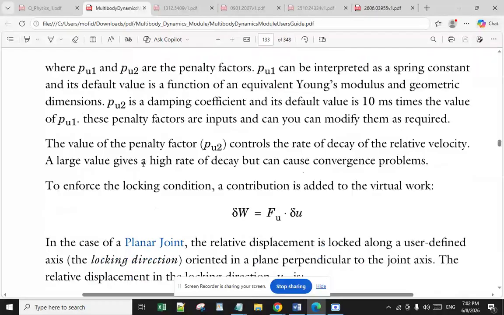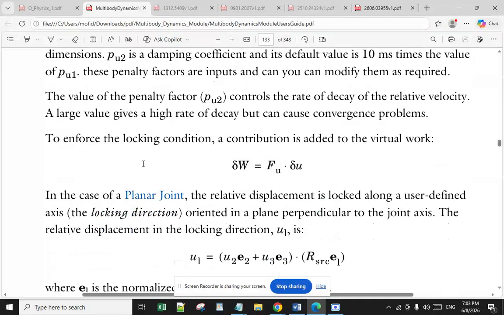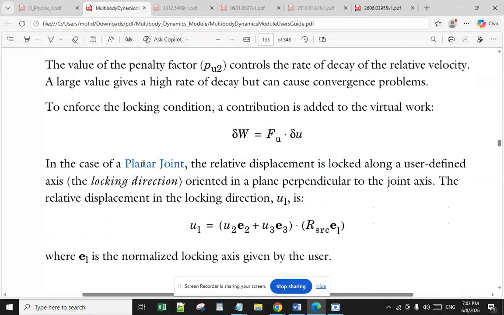PAU1 can be interpreted as a spring constant and its default is a function of an equivalent Young's modulus and geometric dimensions. PAU2 is a damping coefficient and its default is 10 milliseconds times the value of PAU1. These penalty factors are inputs and you can modify them as required. The value of the penalty factor PAU2 controls the rate of the decay of the relative velocity. A large value gives a high rate of decay but can cause convergence problems.